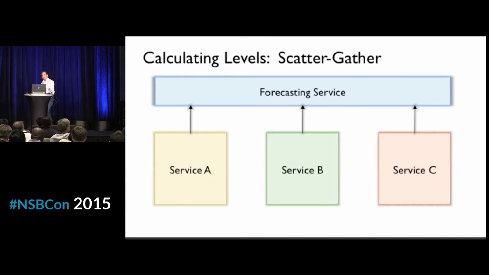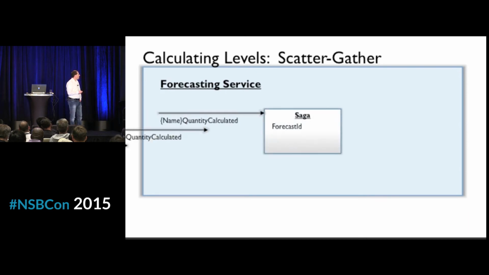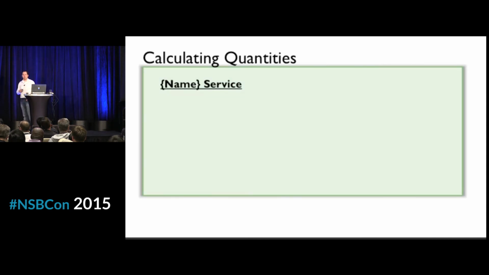If we were to take a look inside the forecasting service during this gather portion, what we would find is multiple aggregators, one per level that we're trying to calculate, implemented as a saga. So this saga would be listening for these different things being calculated, correlating against that forecast ID, building up the results as we go, then finally calculating that particular level.